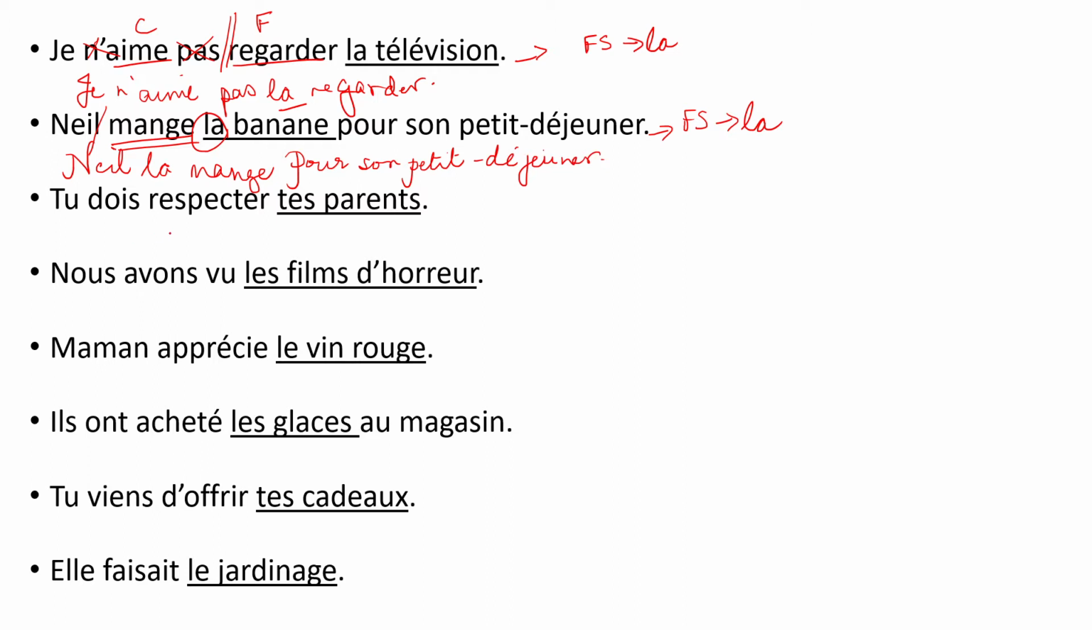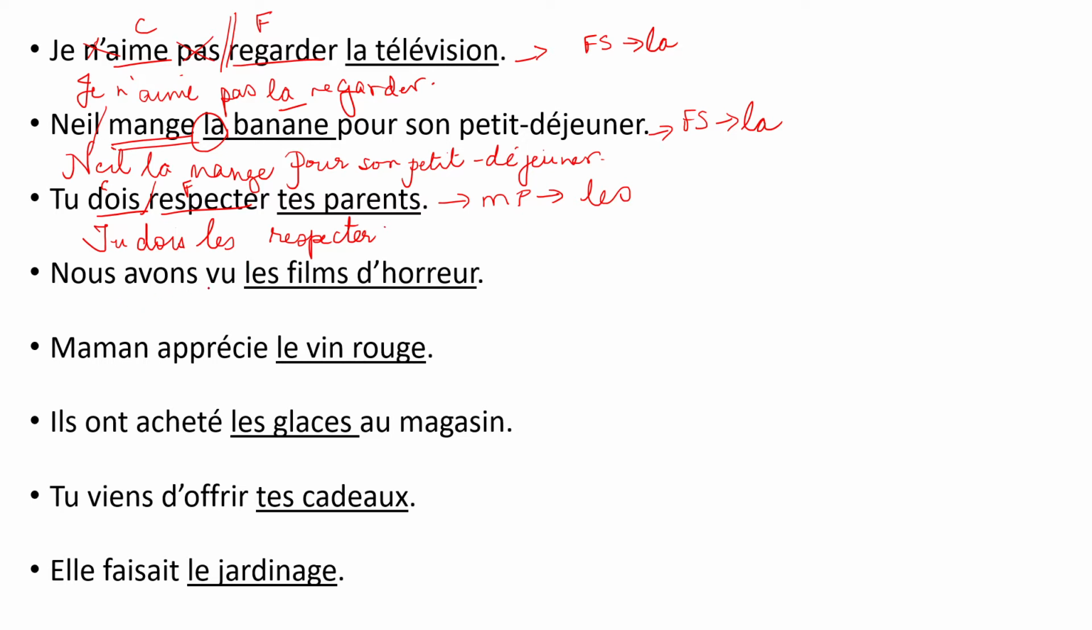Okay. Tu dois respecter tes parents. You must respect your parents. So tes parents here is the object which is masculine plural. So you will have to replace it with les. And where do you place it now? Dois is the verb conjugated, as you know. Respecter is full. It will come before the full verb. So it becomes tu dois les respecter. You have to respect them, or you must respect them.